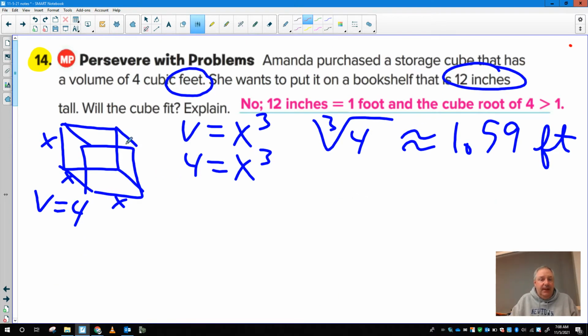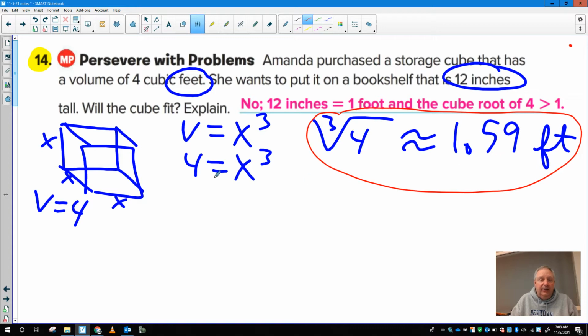Number 14, if I know it's a cube, that means all 3 sides are the same. My formula for volume is length times width times height. So my volume is x times x times x. It tells you the volume is 4. So what can you cube to get 4? That's the definition of a cube root. What can you cube to get 4 is the cube root of 4.